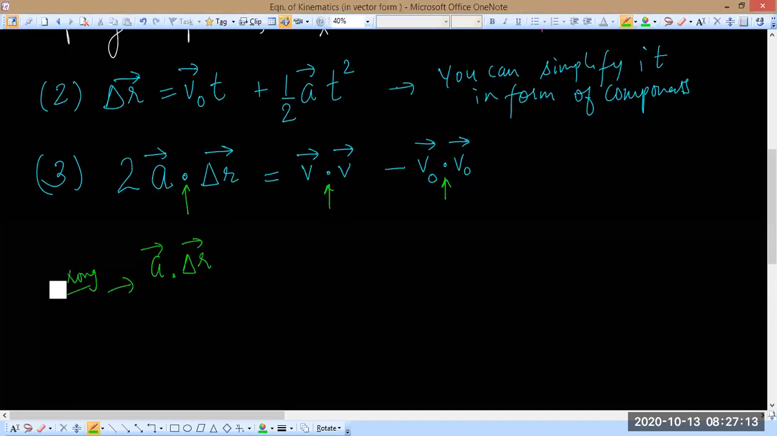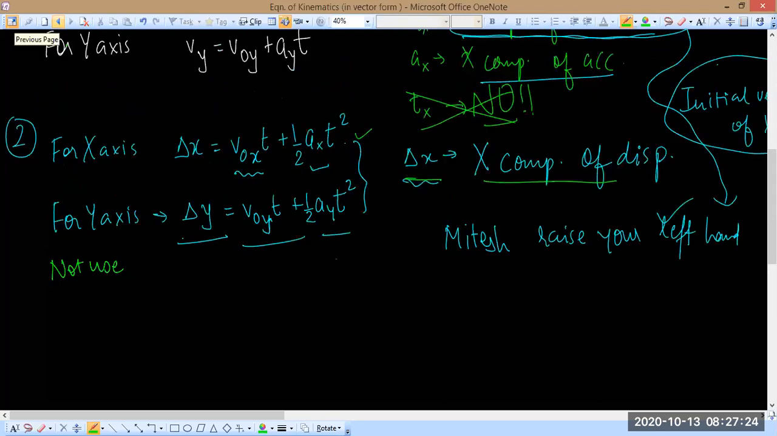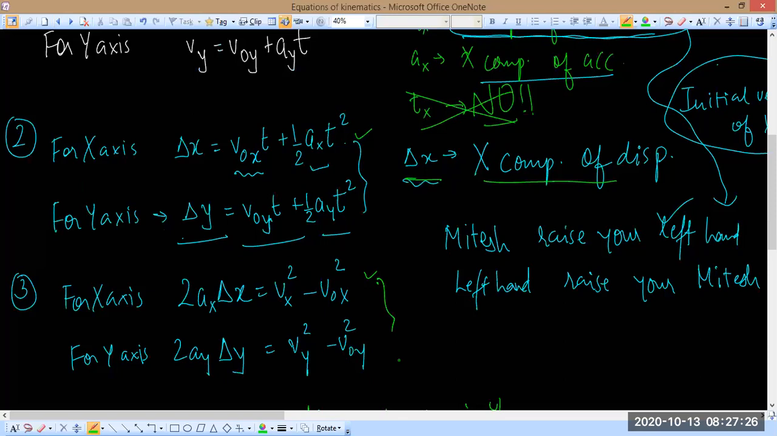Okay, so right now we just put it. See, we don't use it. We will not use it like this. Okay, right? We don't use it like this. We use it like this always. This is the way to use the third equation because it is easy, right? Okay, fine.